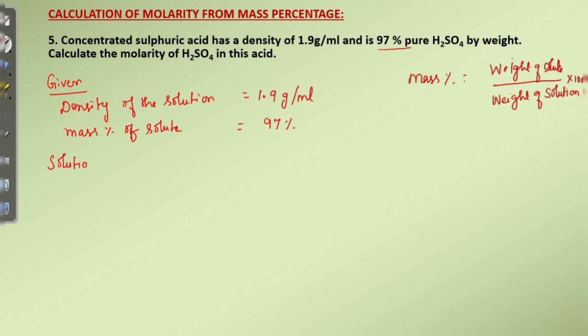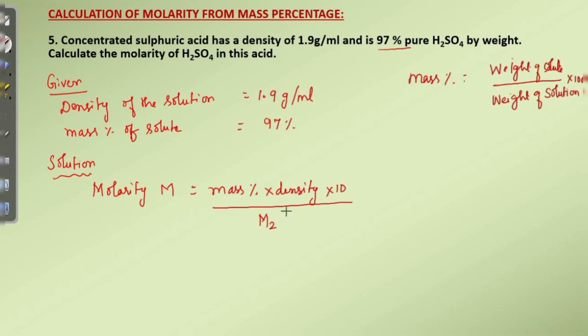So what is the formula for relating the molarity and mass percentage, students? What is the formula? Molarity M is equal to mass percentage into density into 10 divided by M2. Okay, so this is the formula. So directly you can substitute all the values. You don't want to go in search of weight of the solute or weight of the solution, etc. Okay, directly you can substitute the values.